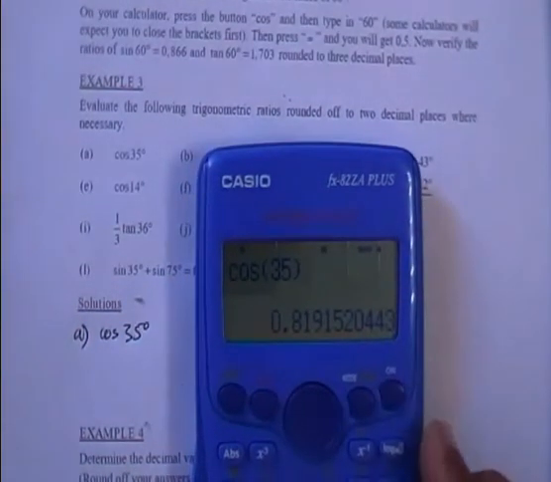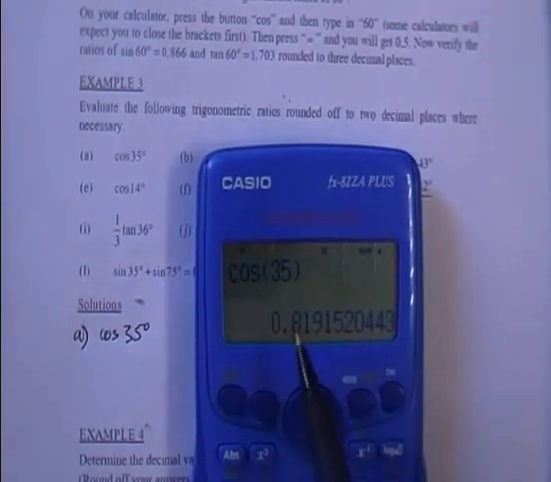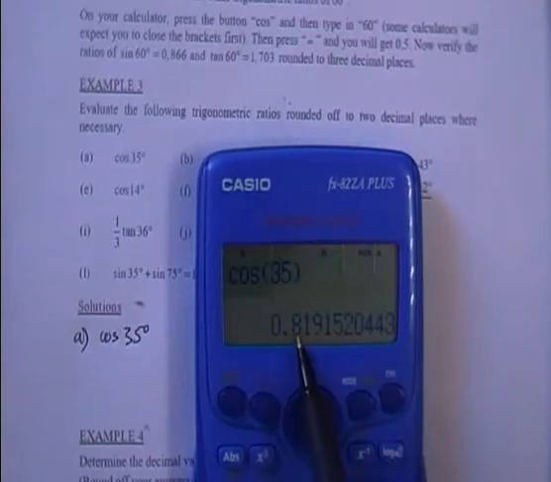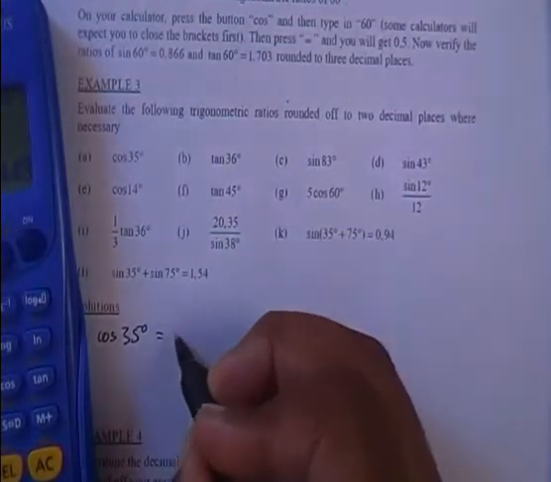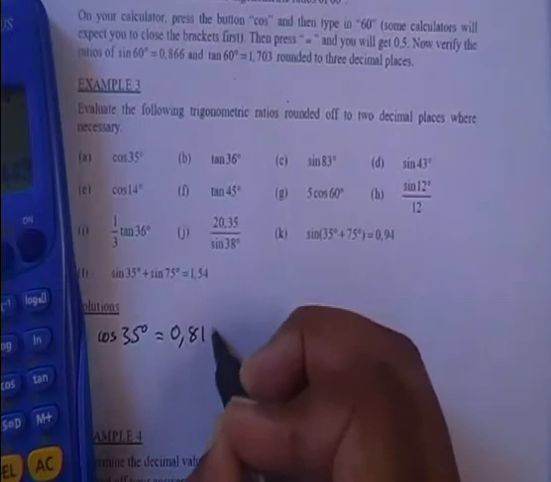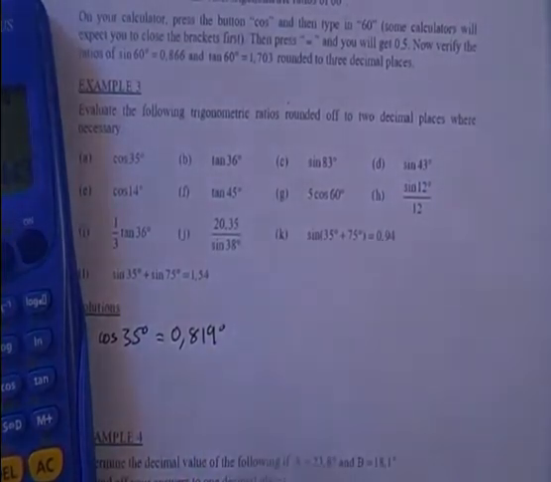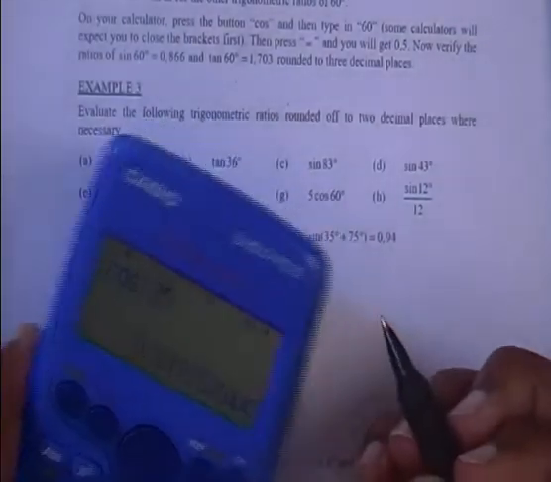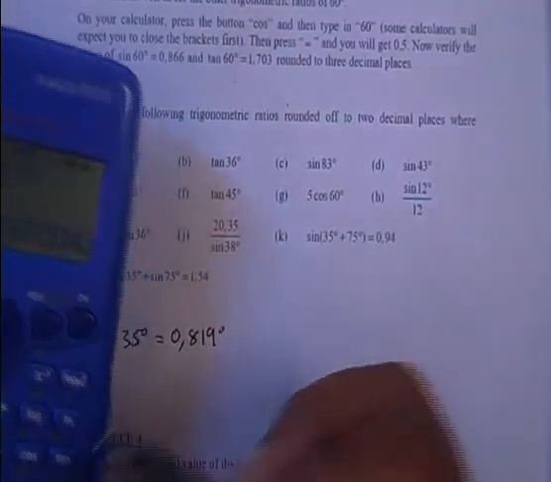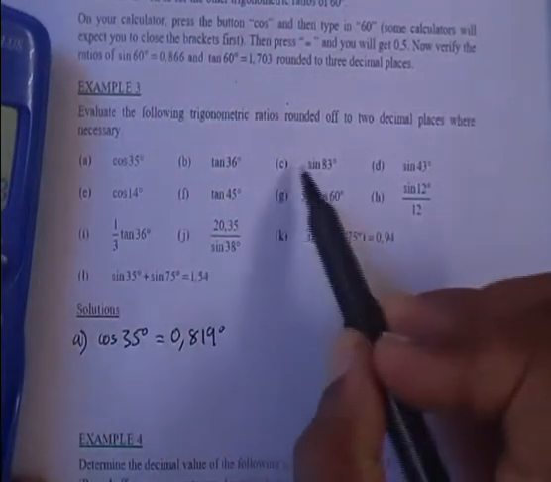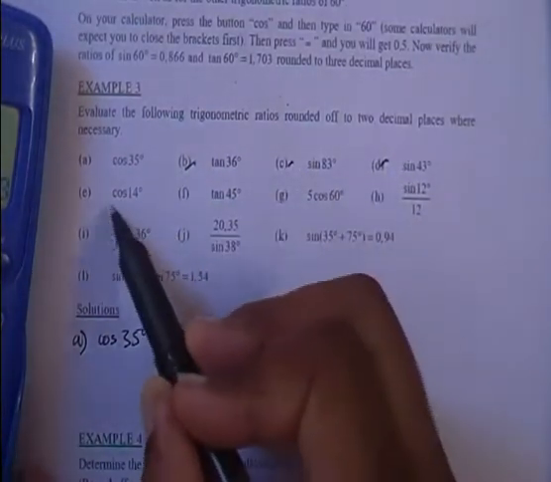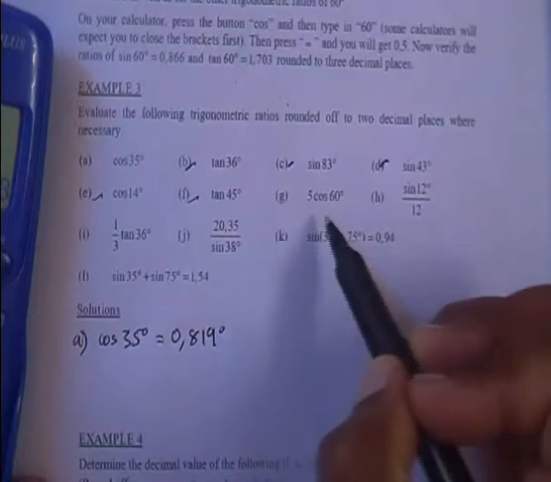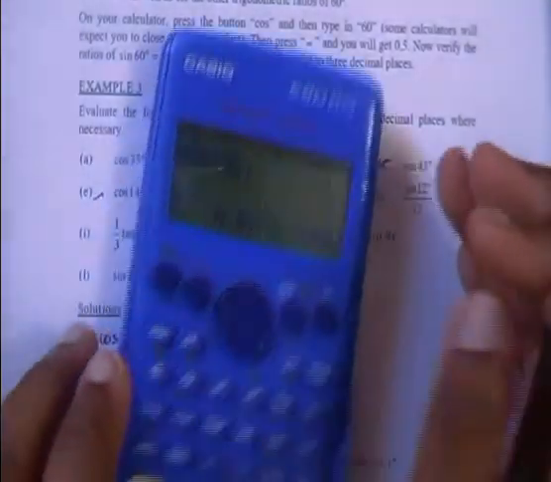Okay, now that's quite a big number, so I must round that off to 3 decimal places. 0.819, the next digit is 1, it's a small number, so I keep the 9, so it's 0.819. All right, okay, so there's tan also, there's sine also on your calculator, so just do this quickly as an exercise. All right, okay, now what happens when you've got 5 cos 60?